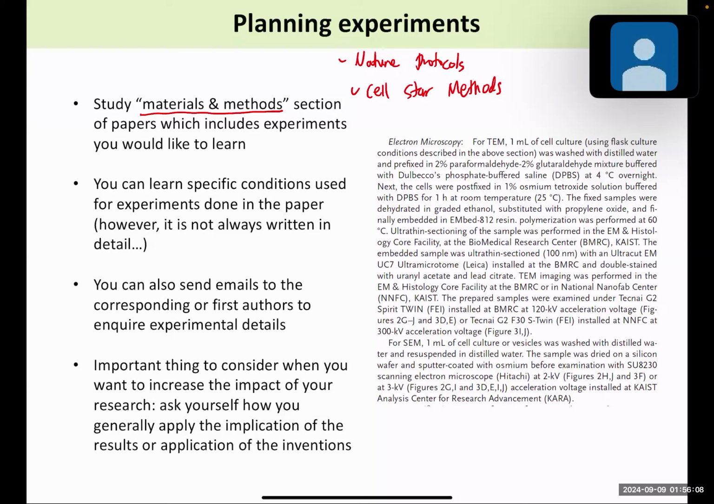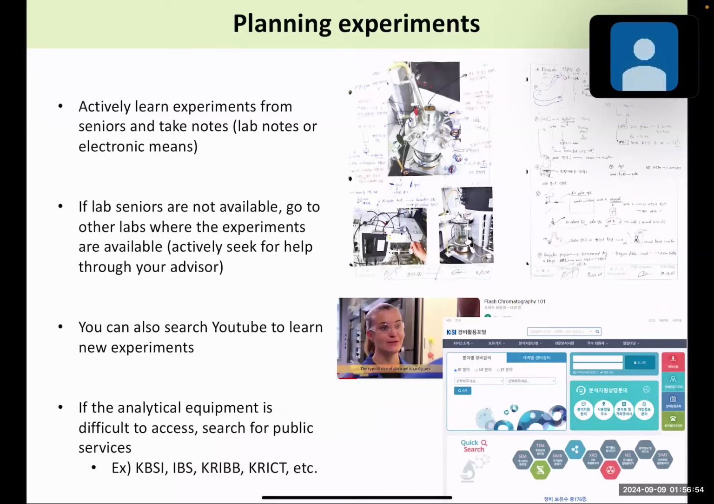And an important thing to consider when you also design experiments in order to increase the impact of your research is to ask yourself how you can generally apply the implication of the results in terms of science or application of the invention in terms of technology. 이제 다시 말씀을 드리자면 여러분들이 어떤 과학적으로 중요한 발견을 했다. 그러면 그게 어떻게 자연에 더 확장이 될 수 있을 것이냐, 그 발견이. 또는 여러분들이 어떤 뭐 기술을 뭐 개발을 했다. 그럼 내가 개발한 기술이 과연 얼마나 넓게 적용이 될 수 있을 것인가. 그거를 이제 고민해 보는 게 굉장히 연구의 이제 임팩트를 높이는 데 중요하다라는 말입니다.